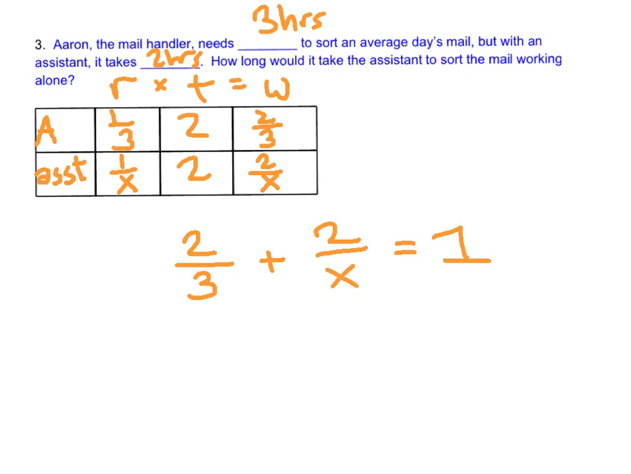So it equals 1. So to solve for this, again, you can either use common denominators or try to get rid of the denominators by multiplying both sides with the LCD. So go ahead and solve for this equation. Pause the video at this point and find x. At the end, you should be able to get that x is equal to 6. So how long would it take the assistant to sort the mail working alone? It would take the assistant 6 hours.